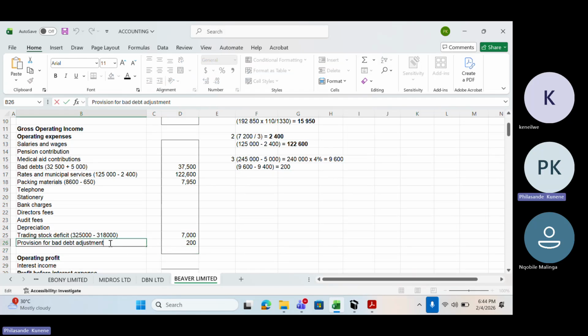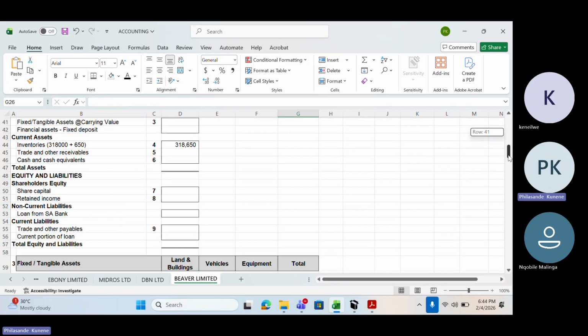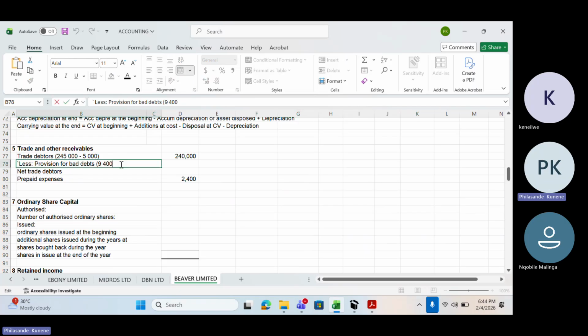But I need to show my workings, obviously. These are the workings I'm going to show. 9,600 minus 9,400, and then I'm getting the 200 rands. Okay, but also these 200 rands, because remember I had 9,400 in my note. So I need to go and say plus 200 rands there, because I'm adjusting it from 9,400 to 9,600. So here I'll say minus 9,600.